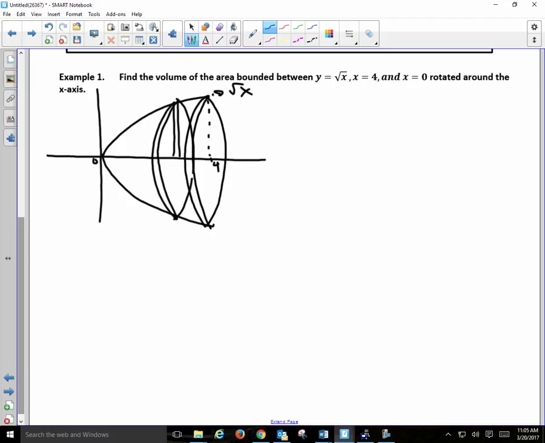All right, so let's go to work. This is our shape. Can somebody tell me what is the radius? The root of x. What is the thickness of the disk? dx. So if we've determined thickness to be dx, that means that our function has to be in terms of x. That means that our boundaries will be x values as well.